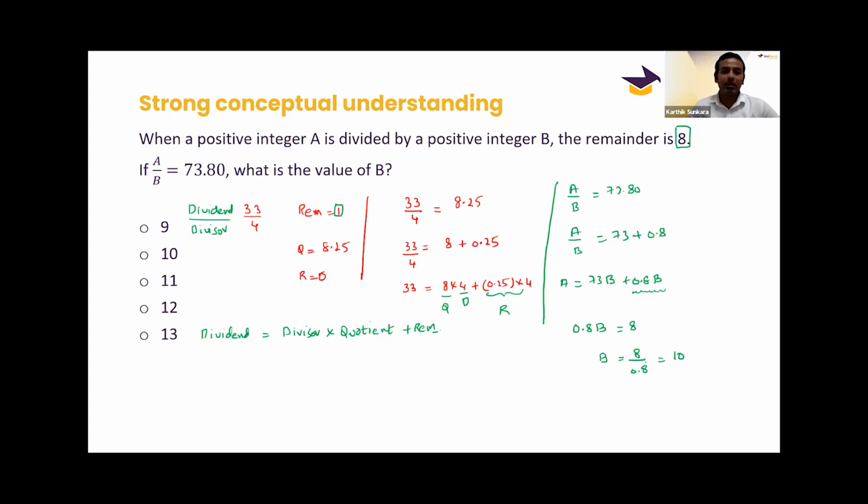So here, the key point is we need to memorize the formula: dividend equals divisor multiply the quotient plus remainder. So this is very basic, okay, but we need to know the core concept of how this formula works, right? I hope everyone understood this. Let's move to the next question.